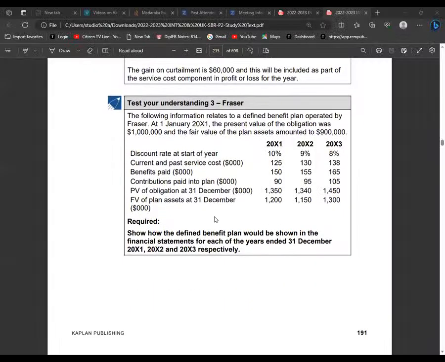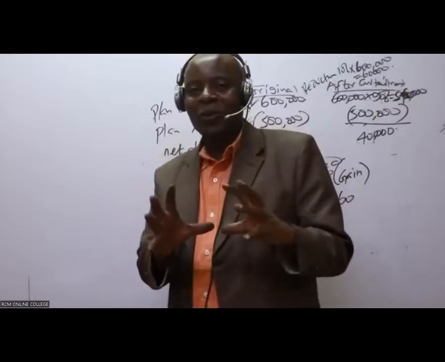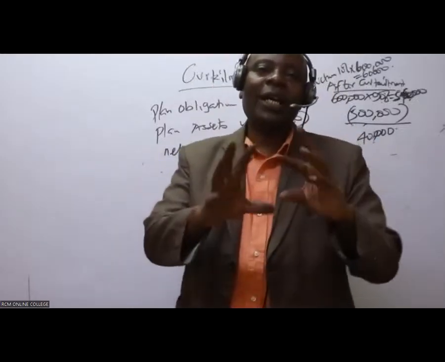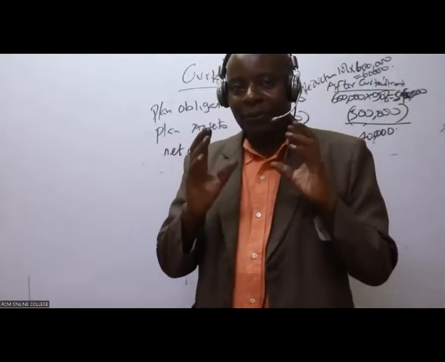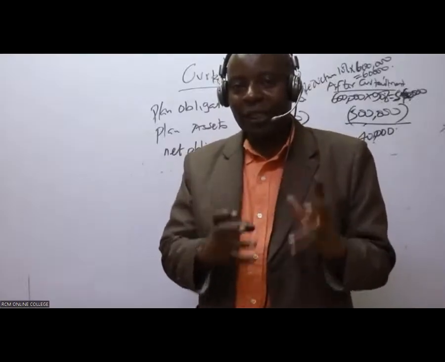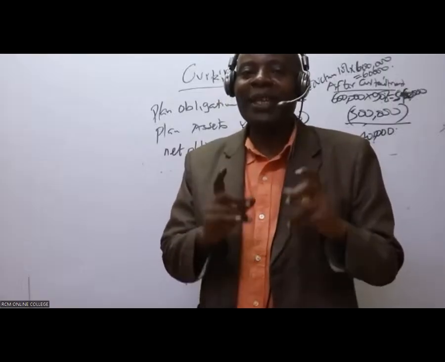So this is very, very important. The gain on curtailment is 60,000, and this will be included as part of the service cost component in the profit or loss for the year. Actually, I don't even want you to go into the mathematics of this. I simply wanted to bring out, because of theory, this concept of curtailment, for you to know what curtailment is. If we have gains or losses on curtailment, we are going to adjust the service cost that we have in the P and L.